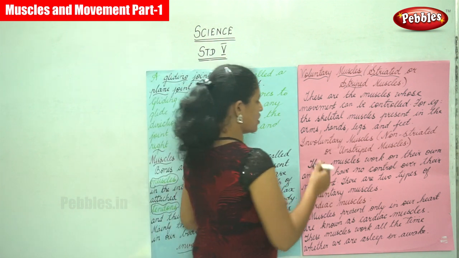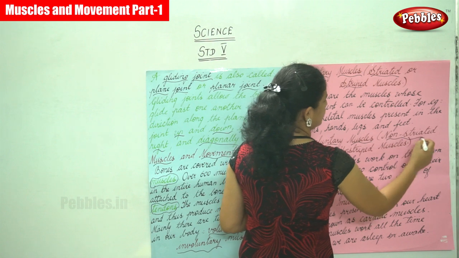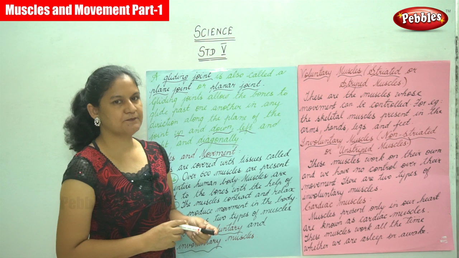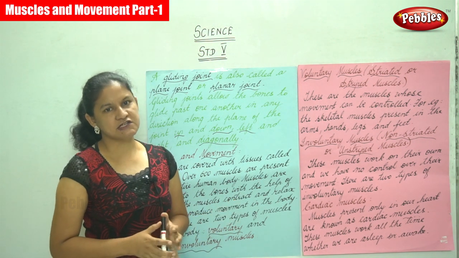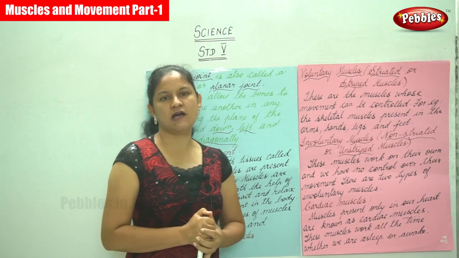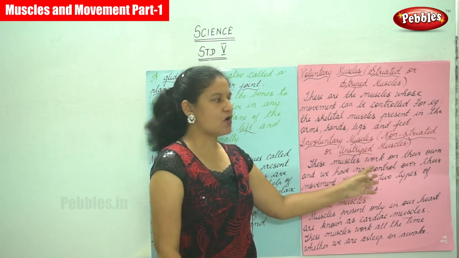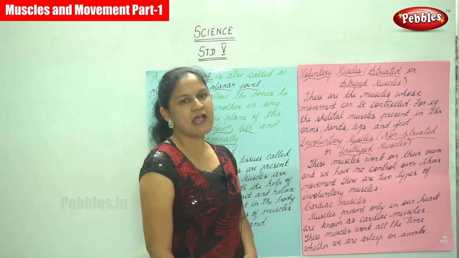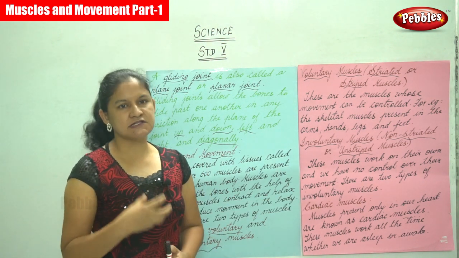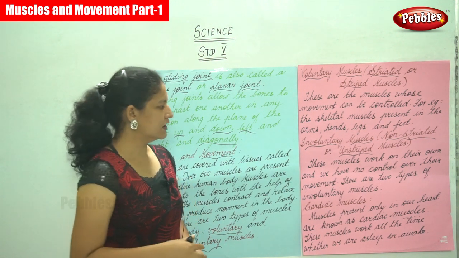The next is your involuntary muscles, which are also known as your non-striated or unstriped muscles. These muscles work on their own and we have no control over their movement. The name itself tells us involuntary, that is, it is not under our control.